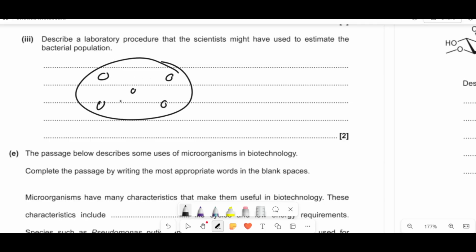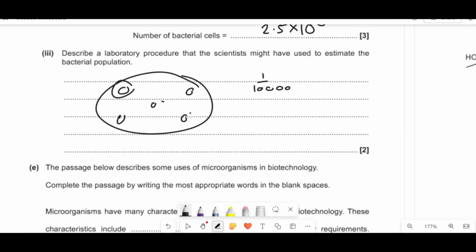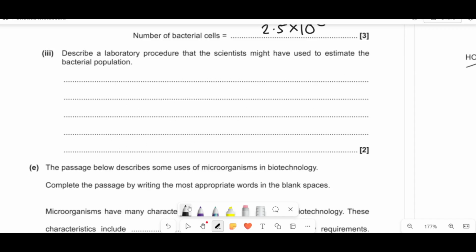So what you do is you dilute the original sample first. If you dilute the original sample, for example, a 1 in 1,000, then if I count 1, 2, 3, 4, 5, I know that the original would have been 1,000 times more, if that makes sense. So that's a helpful way of getting around the issue of trying to count a bajillion cells.